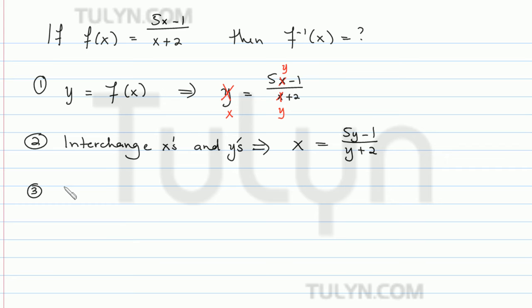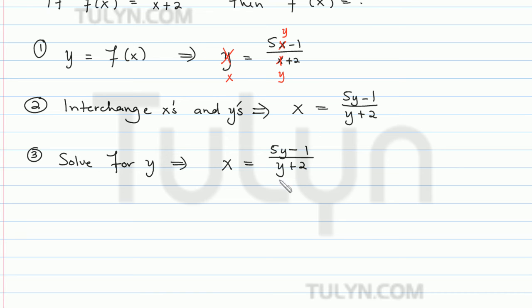So then the third and final step is to solve for y. So we want to end up having something that says y is equal to something in terms of x. So let's rewrite this equation: x equals 5y minus 1 over y plus 2. Now our first step to solve for y is I want to multiply both sides of the equation by y plus 2.